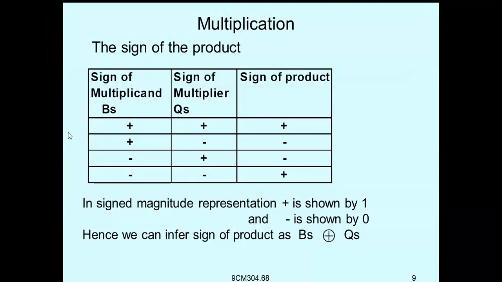Now how you can give the sign to the final product: based on the operand signs we give the sign to the final result. If both the operands have the same sign, give a positive sign. If they are different, then plus into minus is minus, minus into minus is plus, and so on. Like this we will get the sign of the final product.